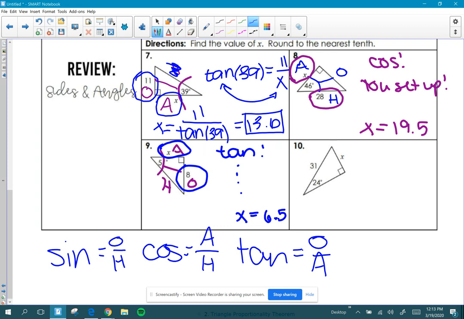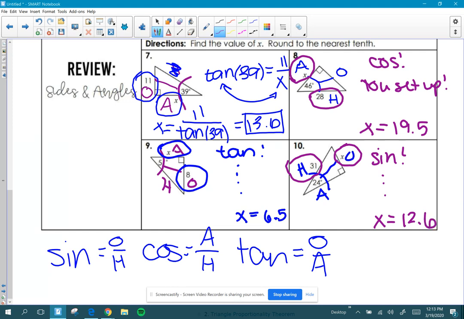And then finally, looking at this last review example, same thing, I want to label. I'm going across, that's my opposite. If I go across from the right angle, that's my hypotenuse. And then the side next to it, the adjacent side. Labeling what I have, I have the hypotenuse and I have the opposite side. So this one would be sine. Again, you set it up and solve. When you solve, you should have 12.6.